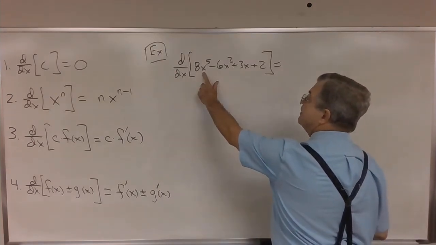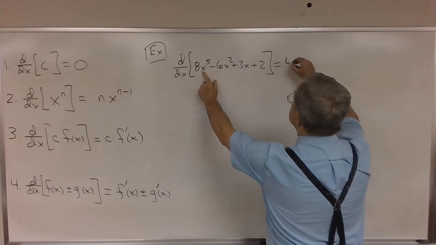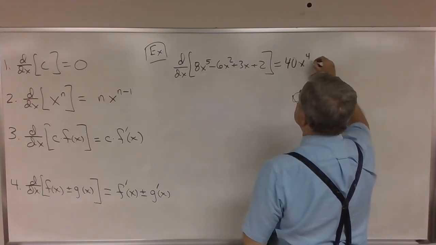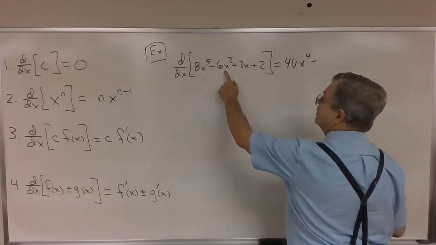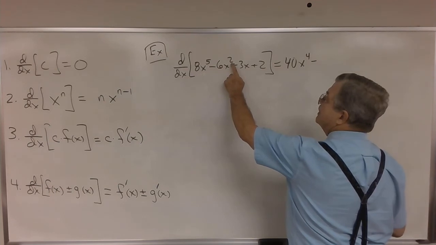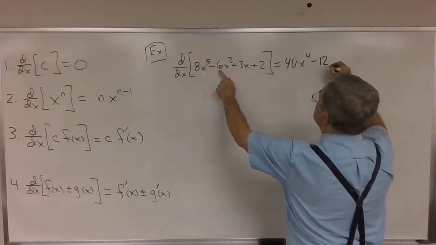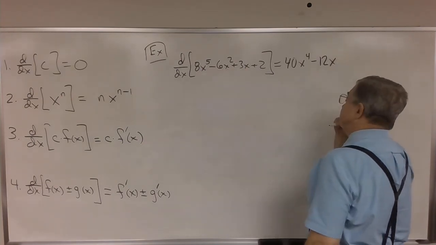Compute the derivative of the first term. So 5 times 8 is 40. Subtract 1 from the exponent. Move on to the next term. Bring the exponent down. 2 times negative 6 is negative 12. Subtract 1 from the exponent, so that's just x to the first.